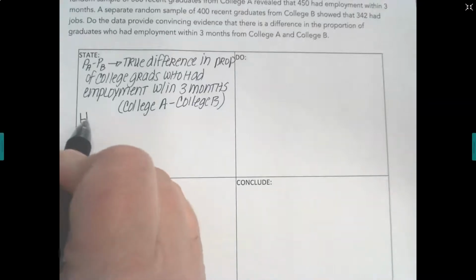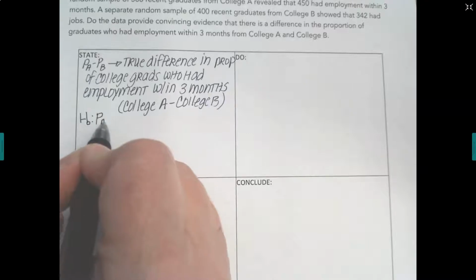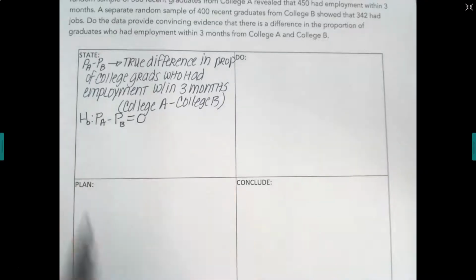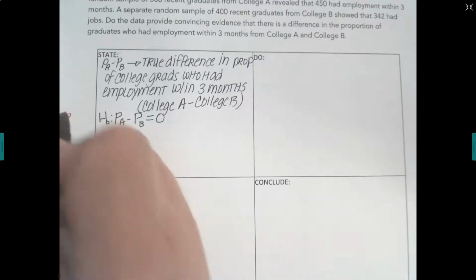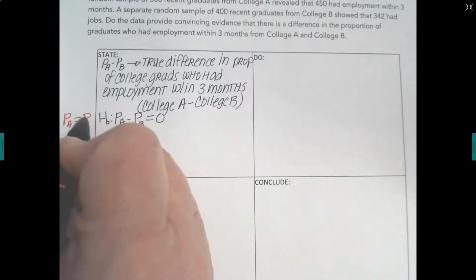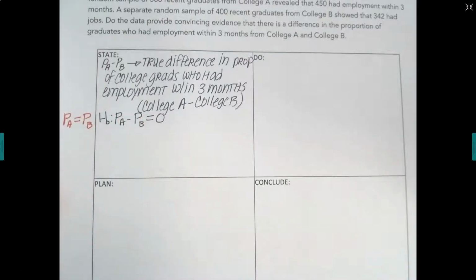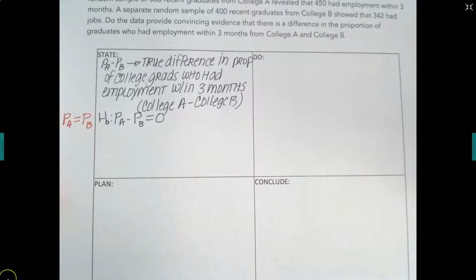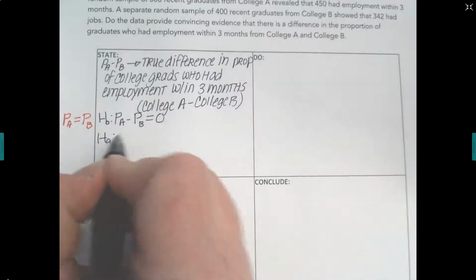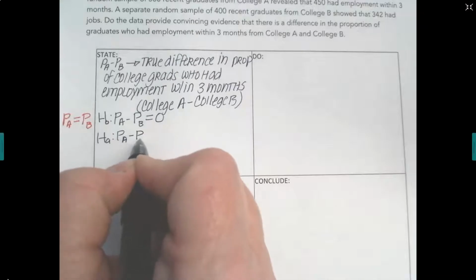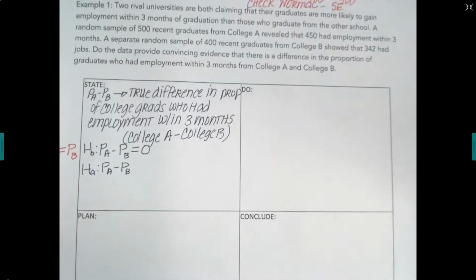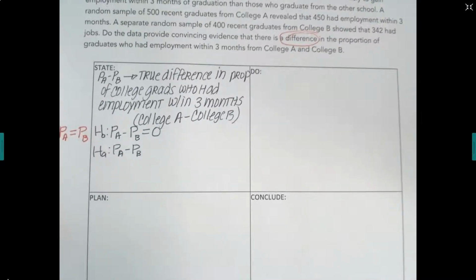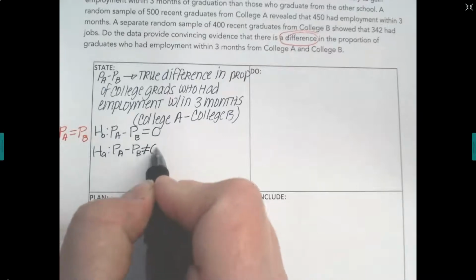Now, our null. We're going to assume there is no difference between the two groups. So if I write College A minus College B, I'll get 0 because they're the same. The other way you could have written this is the proportion of A equals the proportion of B. Those say the same thing. If they're the same and you subtract, you'll get a 0. So for our alternative here, the proportion of A minus the proportion of B. When I go back and read the question, it says, do the data provide convincing evidence that there is a difference in proportions? They're not giving us a direction because they want us to do a two-sided test here. So that would be not equal to 0.